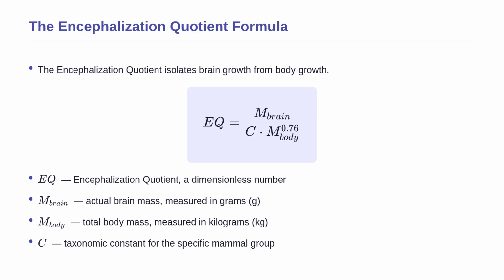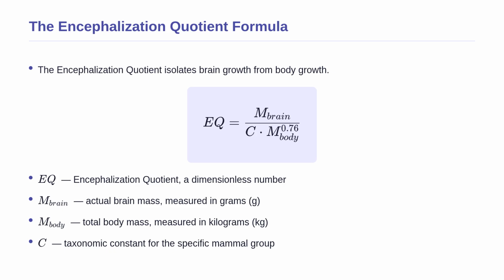This concept leads us directly to a vital mathematical tool. The formula you see here calculates the encephalization quotient, or EQ. Conceptually, it isolates the growth of the brain from the growth of the body. In this equation, EQ is a dimensionless number representing relative brain size. M-brain is the actual measured mass of the brain in grams. M-body is the total body mass in kilograms.